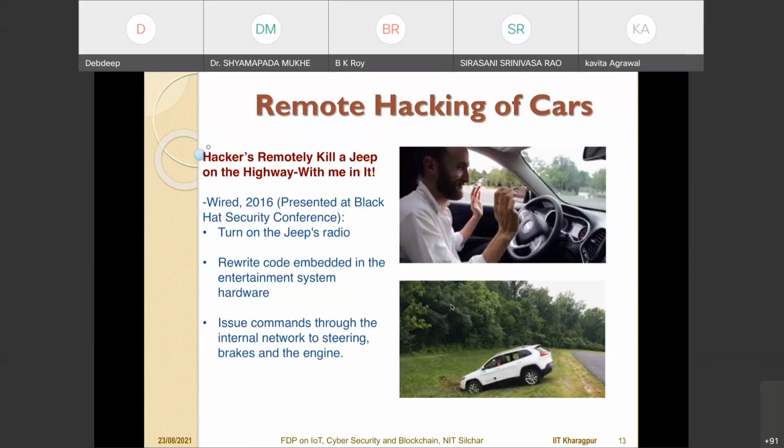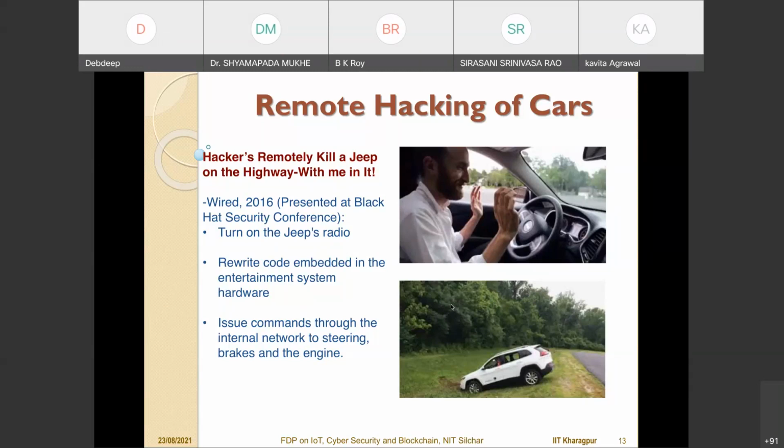We know that today's modern cars have become more and more connected, and every car probably has larger pieces of code and programs compared to maybe even a computing system. So this is an example that was published in Wired in 2016 and presented at the Black Hat Security Conference.